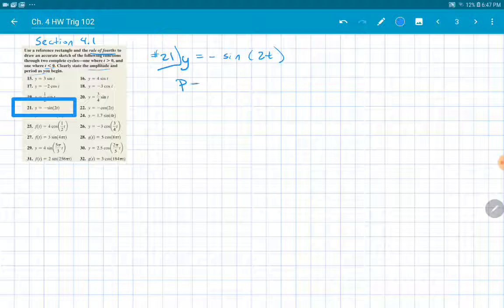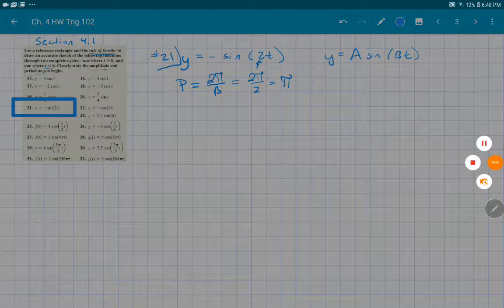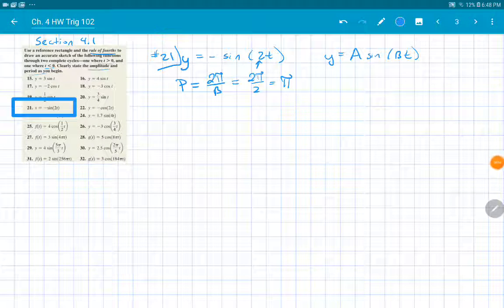My period for sine is 2 pi divided by b, so this equation is in the form where my b is 2, so I take 2 pi divided by 2, and I get pi. Once I find the period, I like to find the increment so I know how to graph it. That is the period divided by 4 because I'm using the rule of fourths.